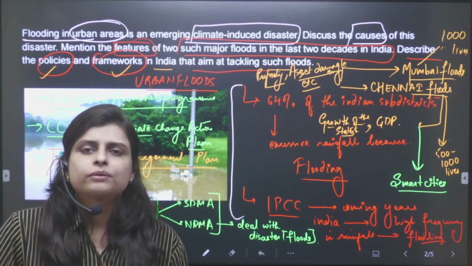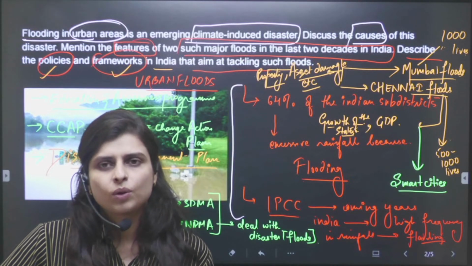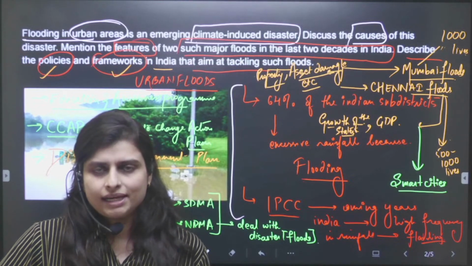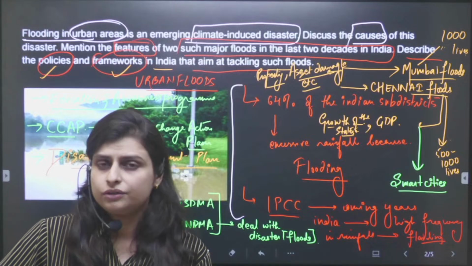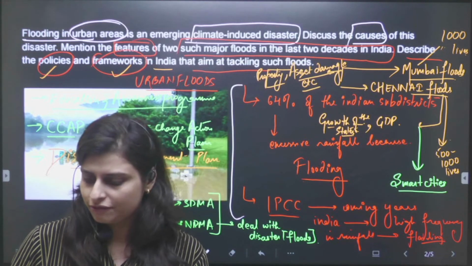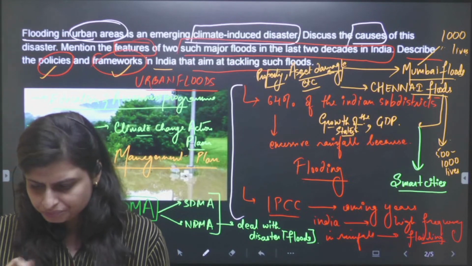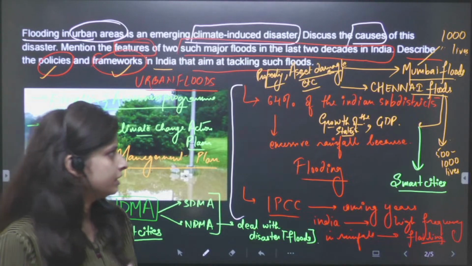So in the conclusion, what you can do is mention how these agencies and authorities have been working diligently to deal with the floods that have been happening in the past as well as in the present, and not only with the floods but also with respect to the other disasters. Fine. So this was with respect to flooding, how to deal with flooding.